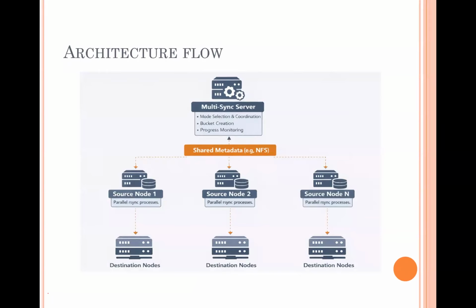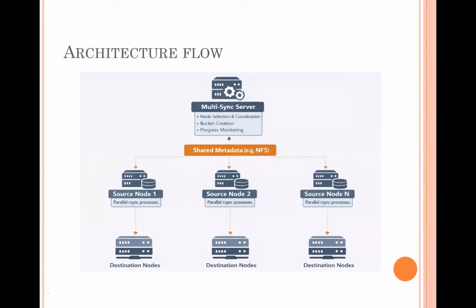At runtime, the user simply selects the required synchronization mode, like one-to-one, many-to-one, or many-to-many, as per their requirement. Once execution begins, multisync reads the configuration file and identifies the corresponding source and destination nodes. Next, it does the directory scanning and metadata collection and generates the file list by dividing it into multiple buckets for workload distribution. Shared metadata coordination ensures proper synchronization control.